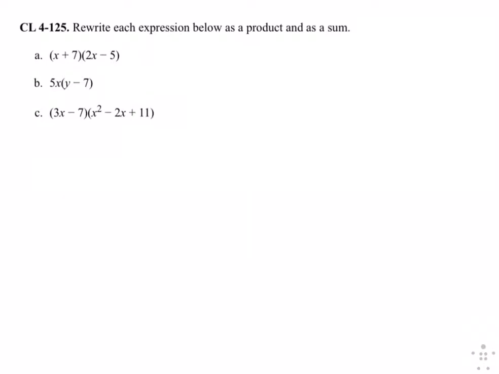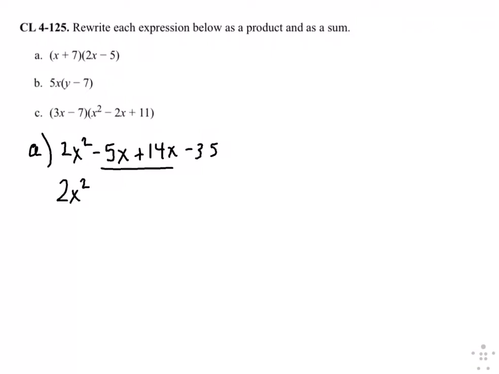Okay, for 125, they want us to rewrite as a product and as a sum, right? So for A, we have to multiply these, so we get x times 2x is 2x squared. X times negative 5 is negative 5x. 7 times 2x is 14x. And 7 times negative 5 is negative 35. Then our like terms. So we have 2x squared plus 9x minus 35.